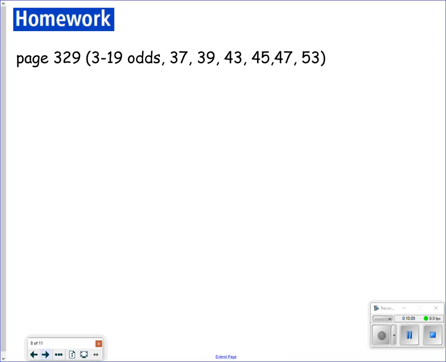Homework assignment is out of the book. Please double check your Google Classroom that this is the assignment for section 6.5. And if you have any questions, please make sure you talk to your teacher, and good luck.